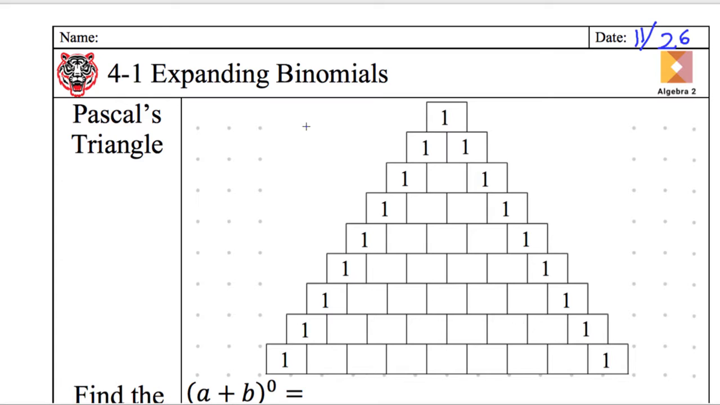Let's finally jump into the lesson, 4-1. And I'm, by the way, assuming that you've already done the warm-up about Thanksgiving. There were just a few questions to answer. I'm looking forward to seeing what everyone did over Thanksgiving.